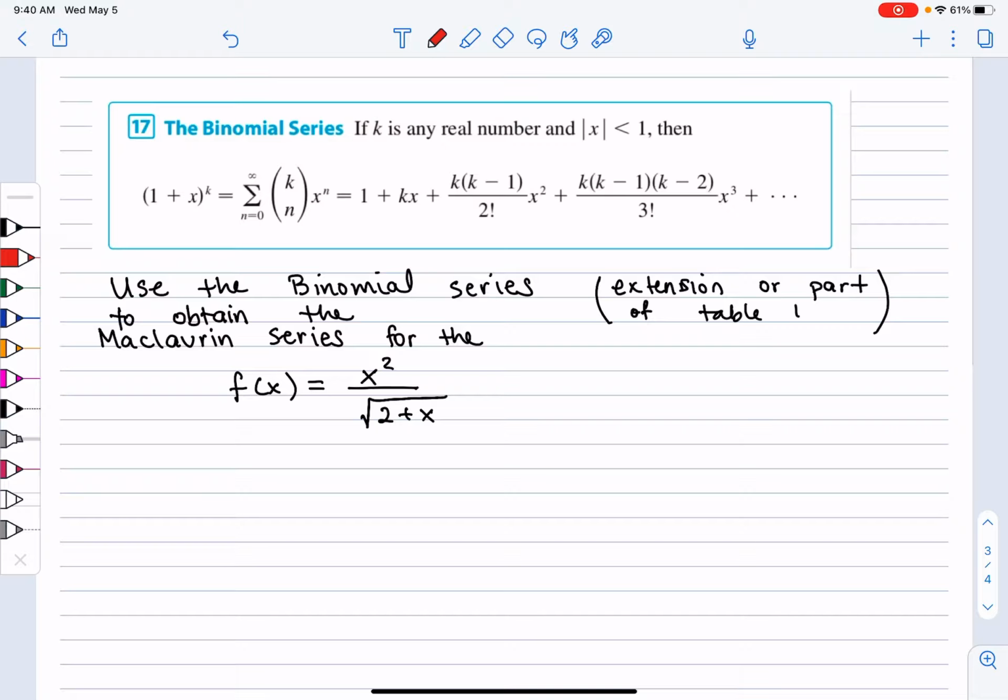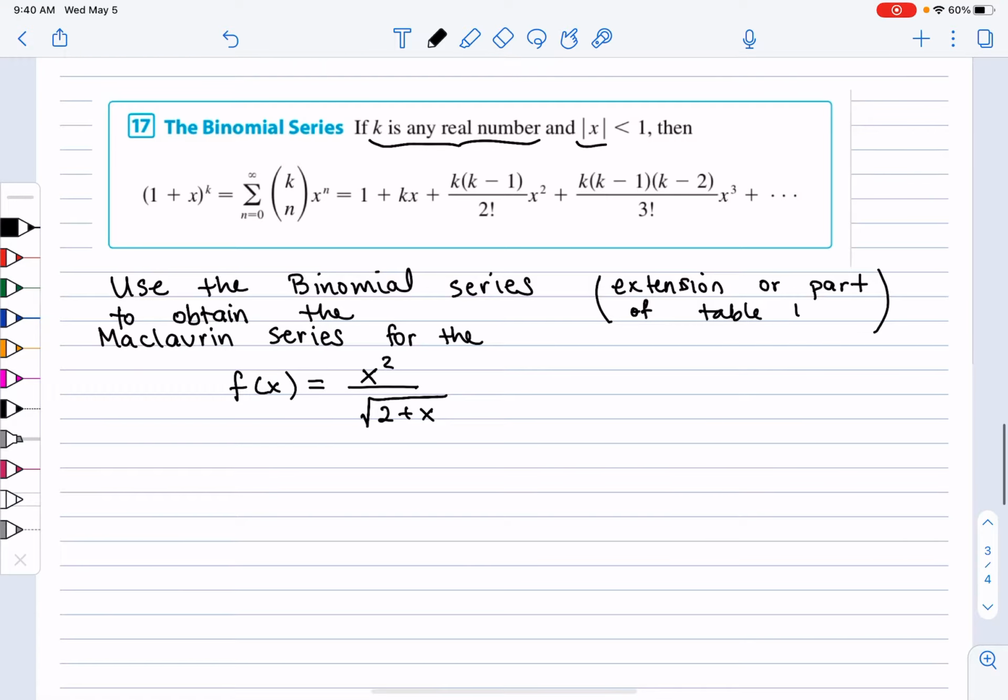In this example, we're going to be using the binomial series to obtain a Maclaurin series for this function f of x. A couple of things that I would like for you to notice is that k represents any real number. The radius of convergence is 1. And we also have the formula 1 plus x to the k power.